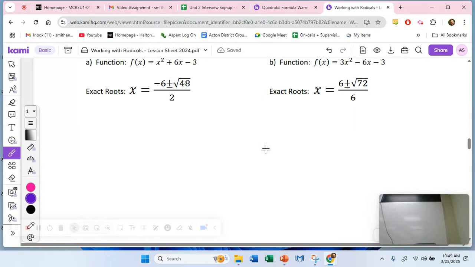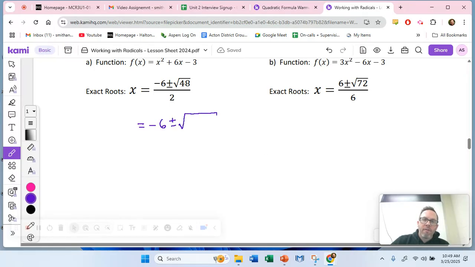We can reduce. So what would that look like? Well, let me show you, and then you can try one on your own. We are going to write 48 as 16 times 3. I like writing my perfect square number first. All divided by 2.